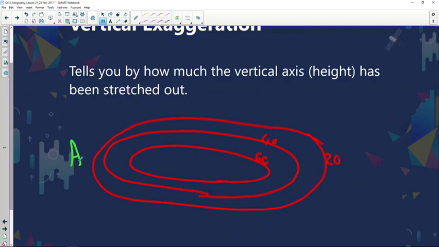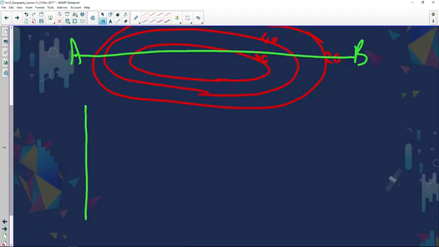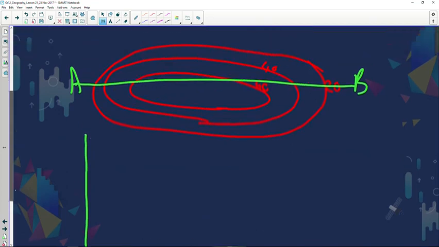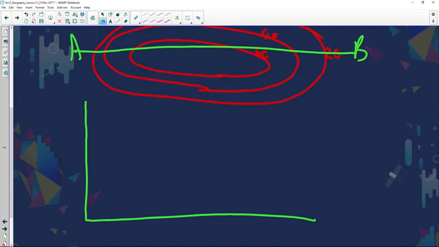A cross-section from A to B. Now, the way we represent a cross-section is on a graph. And as you know by now, a graph has two axes, a vertical axis and a horizontal axis. Now, the vertical axis represents the height. The horizontal axis can only be two information sets, depending on what map you're going to use.